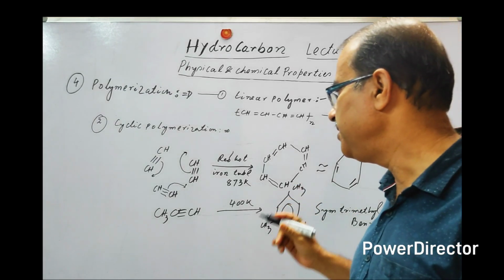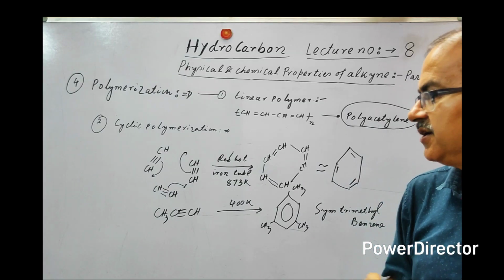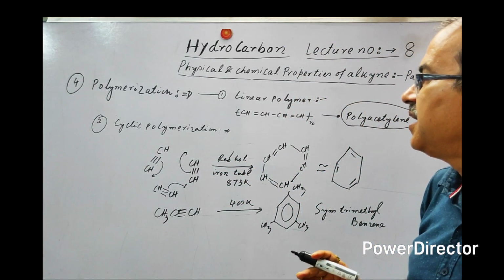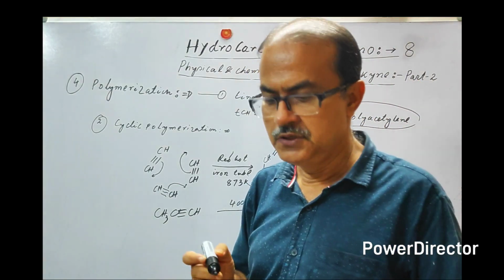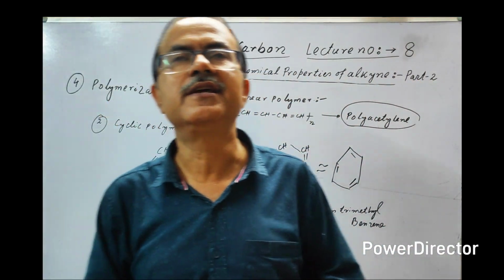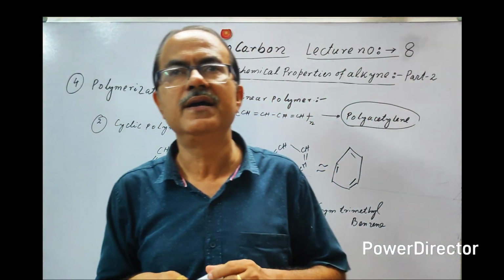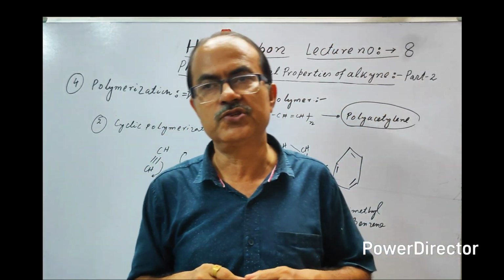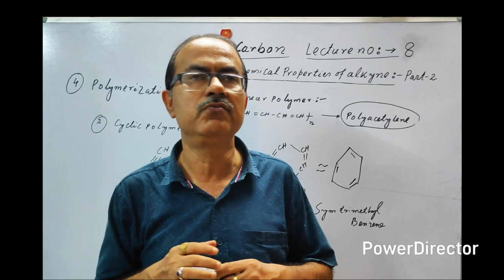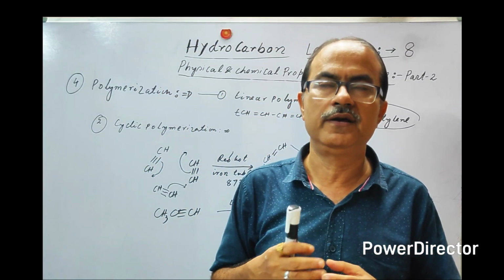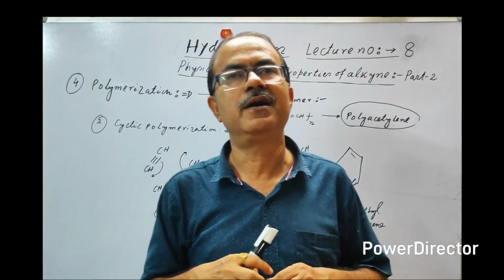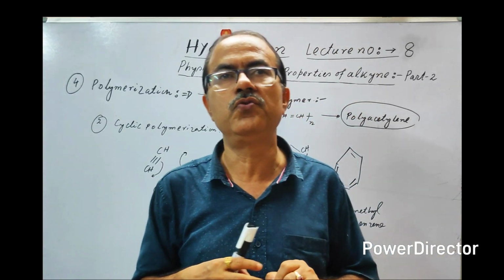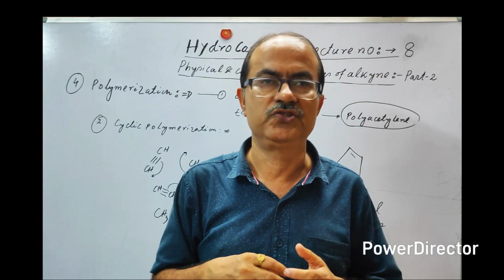So this is a very, very important reaction, the polymerization reaction. Here you can see the two types of polymerization, that is linear polymerization and cyclic polymerization. So that is all for today's lecture. In this lecture we have discussed the remaining chemical reactions that we had not discussed in the previous lecture. In lecture number 8 we have basically concentrated on and discussed first the addition of halogen acids, then the addition of H2, then polymerization.